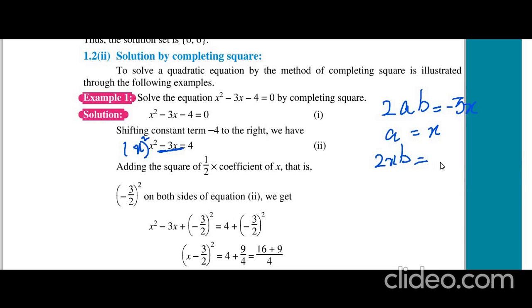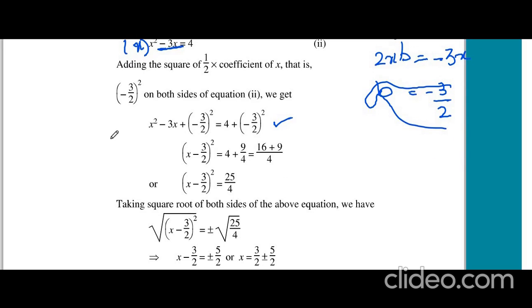Minus 3x, so b equals minus 3 by 2. This is the b. Just add the square of b on both sides of this equation: x square minus 3x plus minus 3 by 2 whole square equals 4 plus minus 3 by 2 whole square. Just simplify these terms, you will get the answer. This is a square minus 2ab plus b square, we can write it as a minus b whole square, equals 4 plus 9 by 4, this becomes 25 by 4.